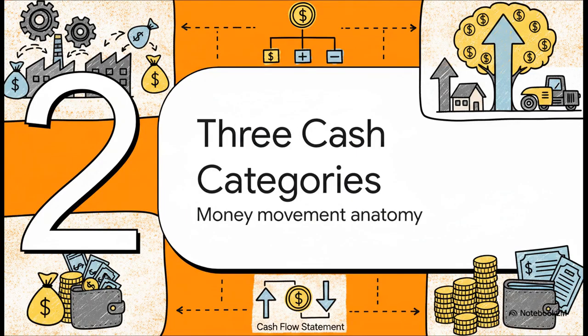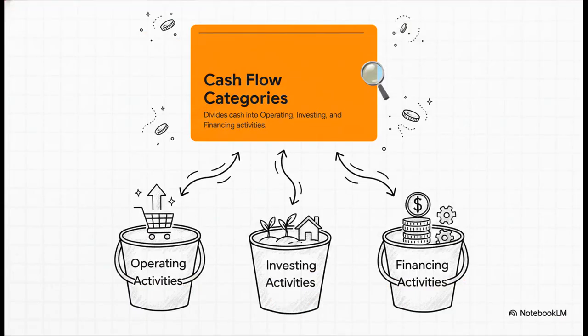And that brings us perfectly to section 2, the three categories of cash flow. We're going to systematically take apart the anatomy of a company's money movement. You see, every single transaction a business makes can be neatly dropped into one of three distinct buckets: operating, investing, and financing activities. It's a brilliant framework because it doesn't just tell you how much cash a company has, it tells you exactly where it came from and exactly where it went.